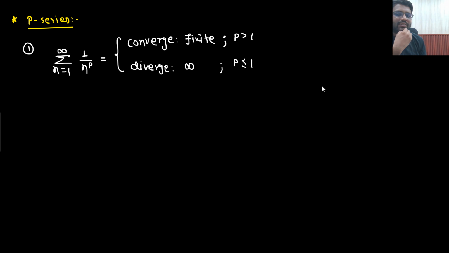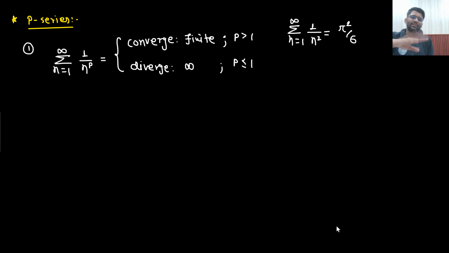Just remember 1 by n square. How would you remember this thing? This is how. Summation n going from 1 to infinity, 1 by n square is nothing but pi square by 6. That's why it was a finite answer. So for p greater than 1, it would be converging, otherwise it would be diverging. This is how you will be able to remember.